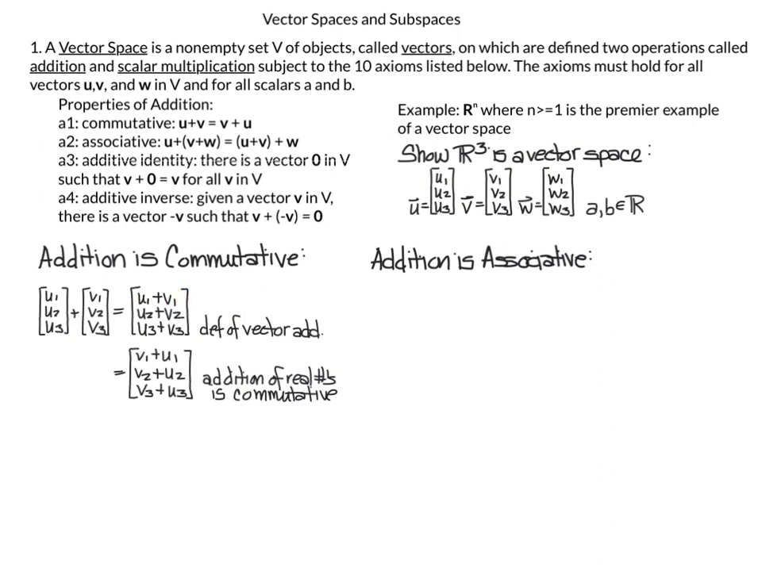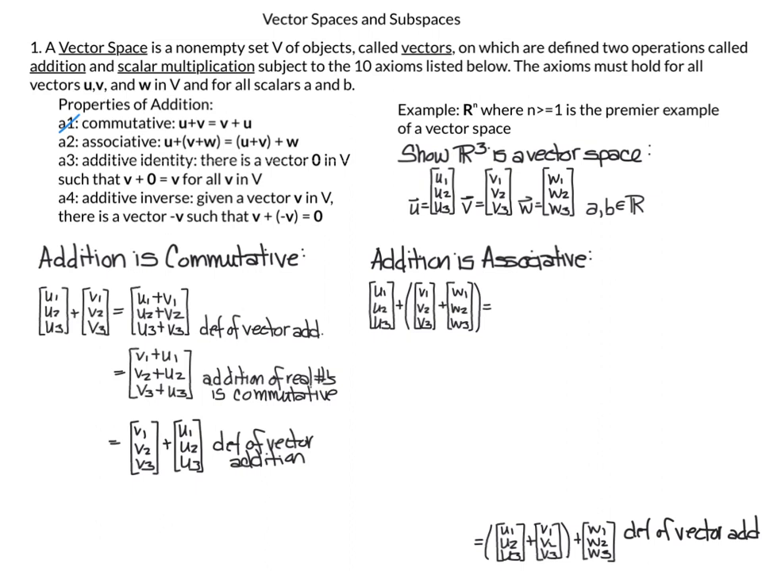Now, the components of u and v are real numbers, and addition of real numbers is commutative. So I wrote that here, and I can swap the order of u and v. Now I'm going to have v1 plus u1, v2 plus u2, and v3 plus u3. But by the definition of vector addition, this is just vector v plus vector u. And so in this way, I have shown that the vector u plus v is equal to the vector v plus u. We have shown that addition of two vectors is commutative.